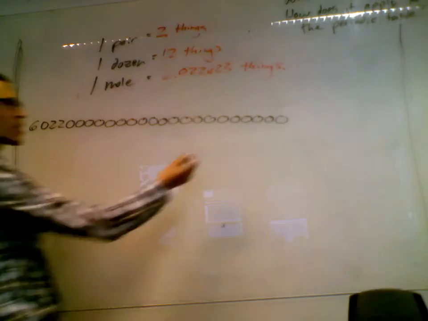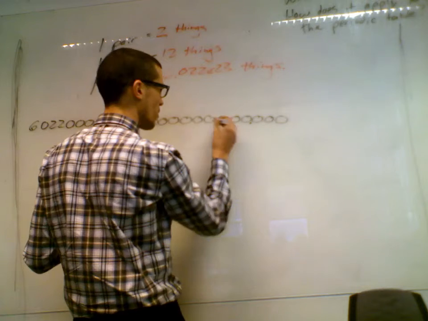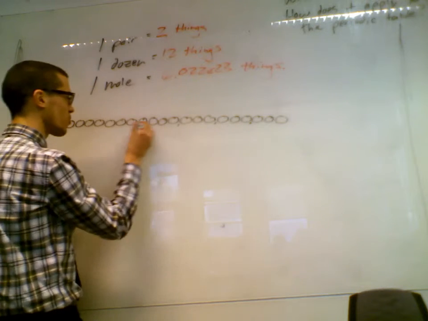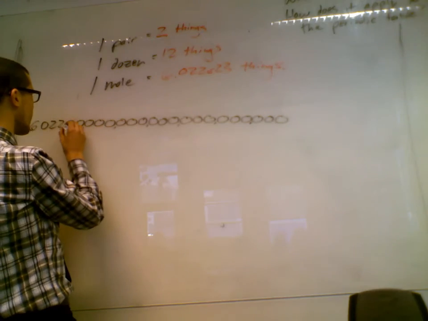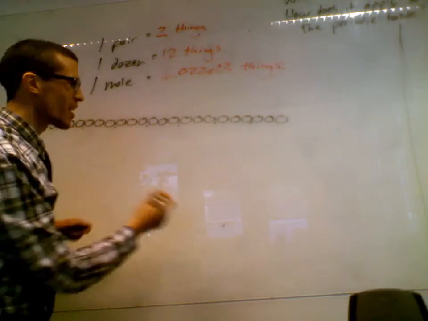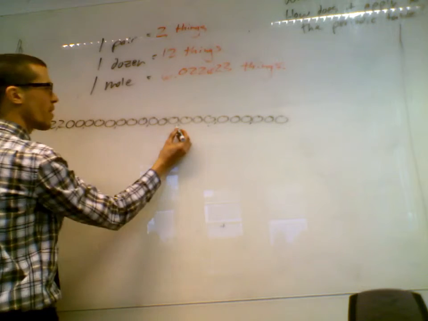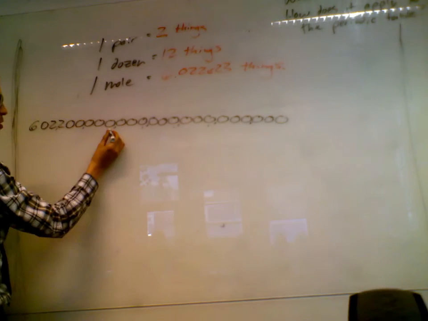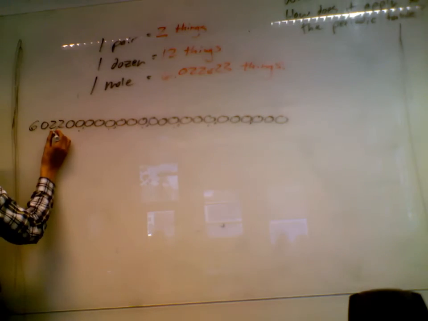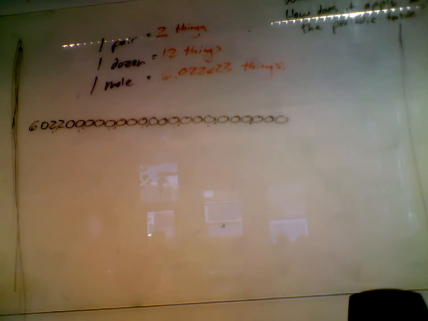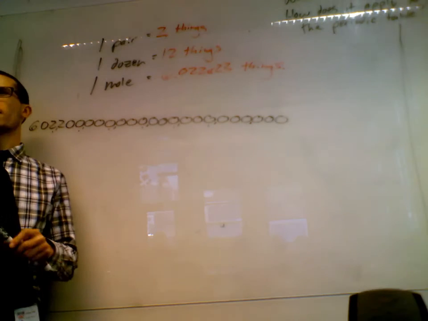Guess how much that is. Sextillion. How'd you know that so quickly? That's 1,000 right there. That's 1,000,000. That's 1 billion. That's 1 trillion. That's a quadrillion. That's a quintillion. That's a sextillion. So this is 602 sextillion things.